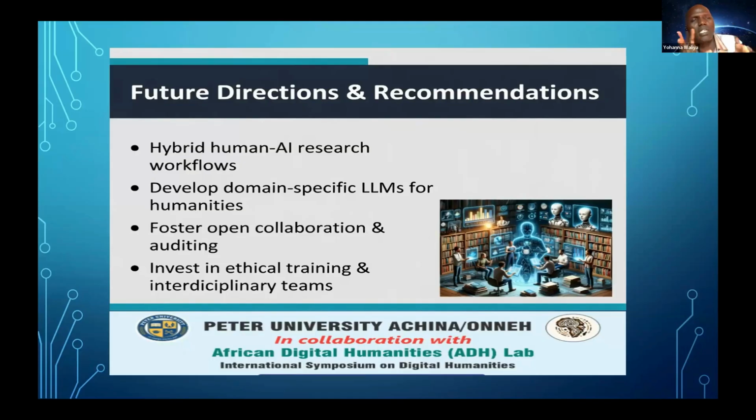Then what we have to do is foster our collaboration. And also we have to invest in ethical training and interdisciplinary teams, as we have heard even from Professor Rockwell.